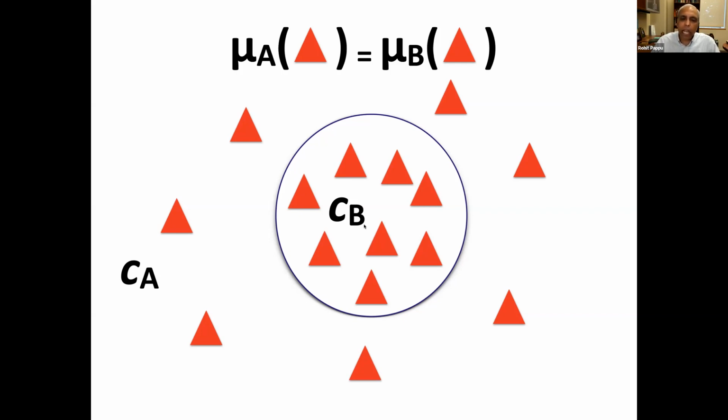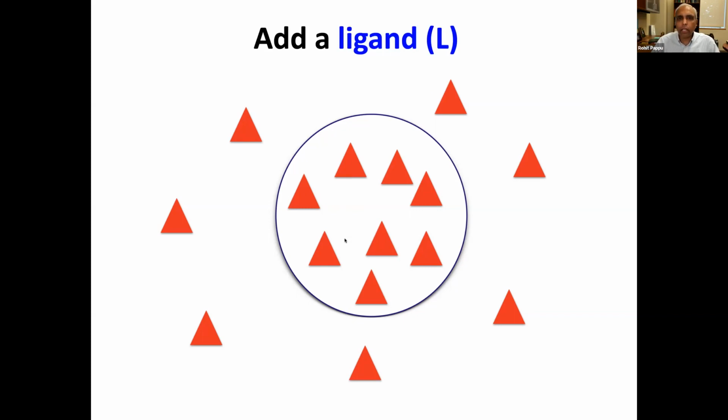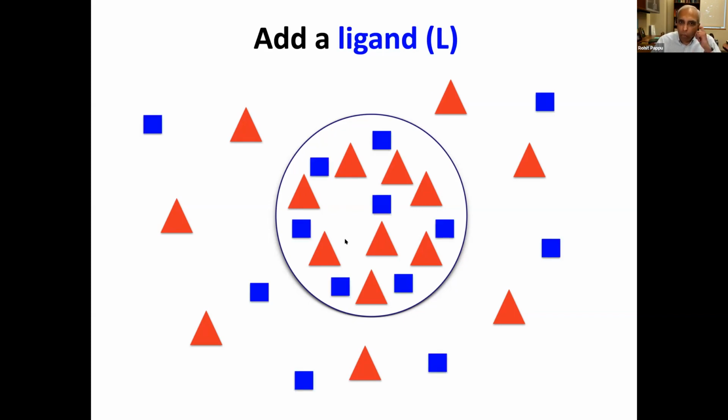Now, let's add a ligand, right? We'll make it blue. What I need, of course, is to ask the following question, which is in the presence of the ligand, what is the concentration of the scaffold in the dilute versus the dense phase? Turns out that the beauty about thermodynamics is just because you changed the underlying composition, you didn't change the thermodynamics. You essentially still maintain the equalization of chemical potentials as our constraint.